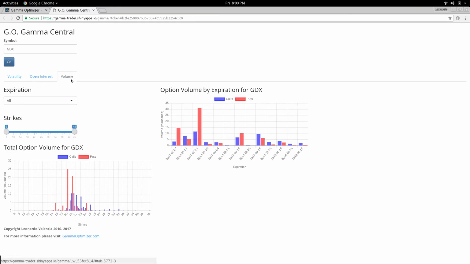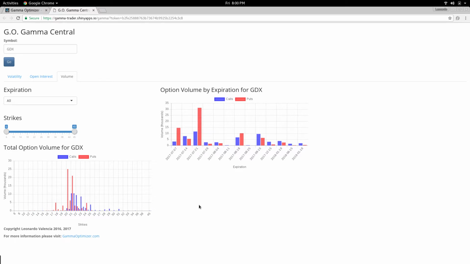On the volume tab is exactly the same information, but this is different. The open interest information is pretty static. It remains the same during the day because the OCC only updates open interest late during the night, like 3 in the morning. So it doesn't change during the day. It's like once all the contracts are settled, that information is updated.